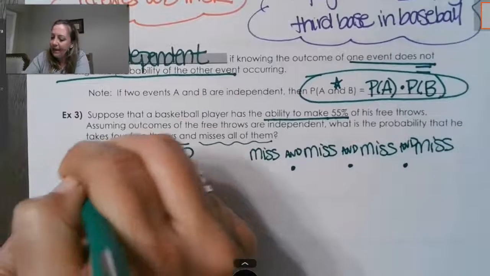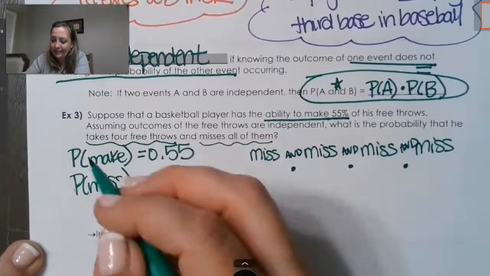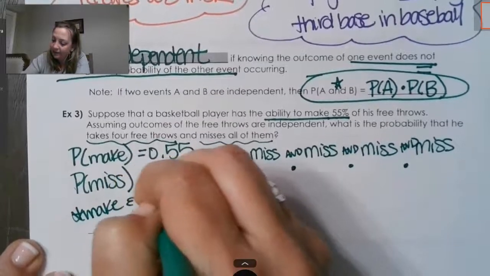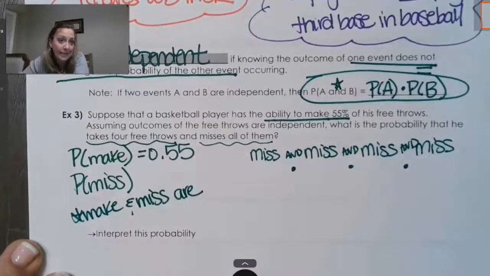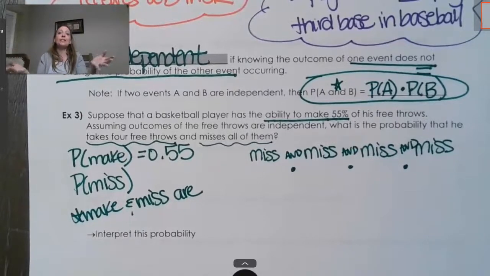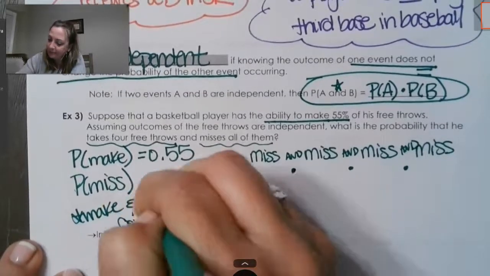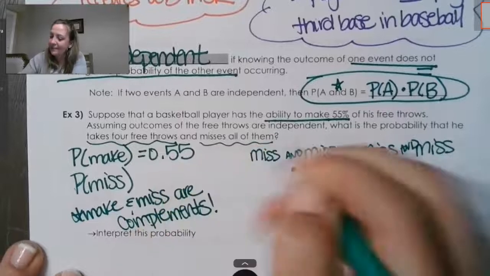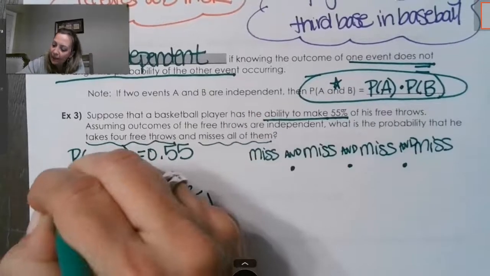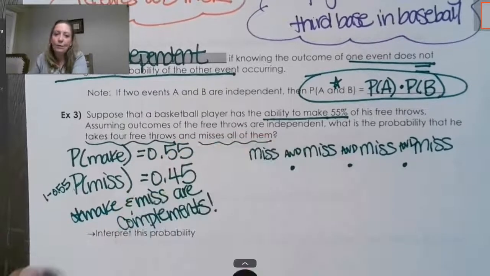If we want to find the probability of a miss, what's special about make and miss? Well, make and miss are events that can't occur at the same time, so they're mutually exclusive. But even more special is that those are the only two options. You either make it or you miss it. So that means that these are complements. And because they're complements, to find the probability of a miss, we could take 1 minus the probability of a make. So that means that the probability of a miss is 0.45.